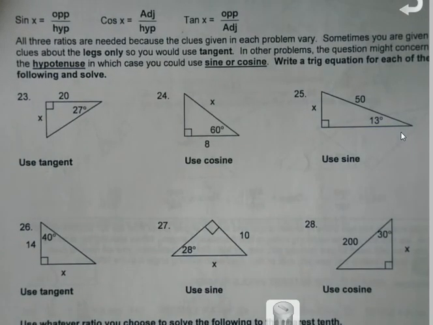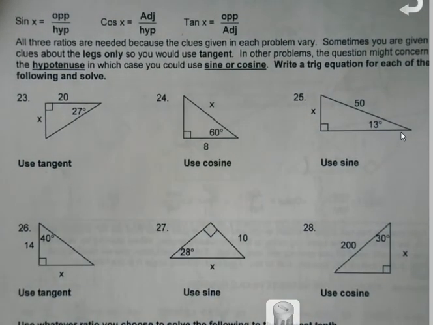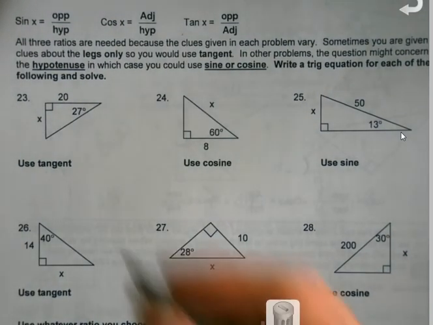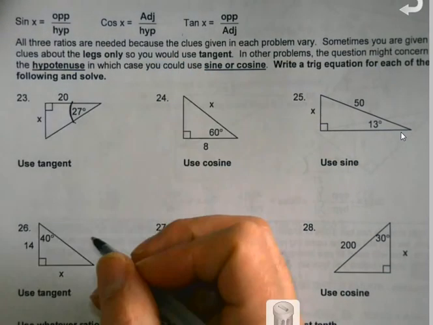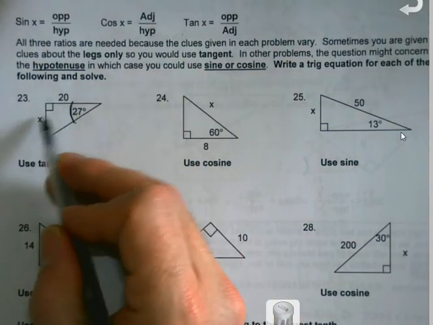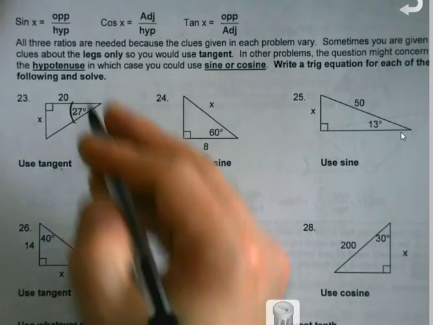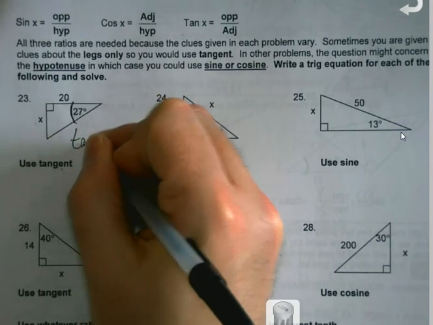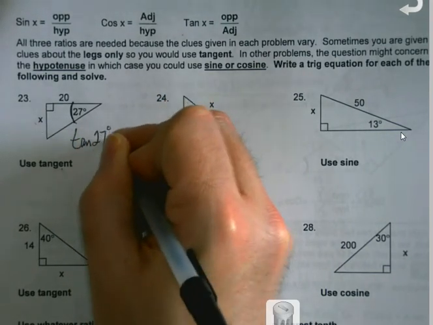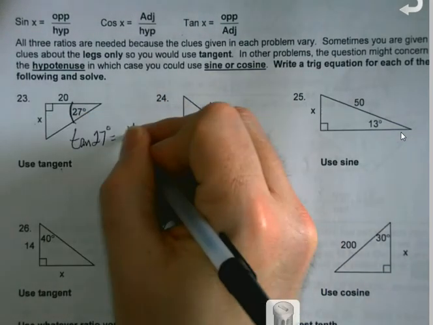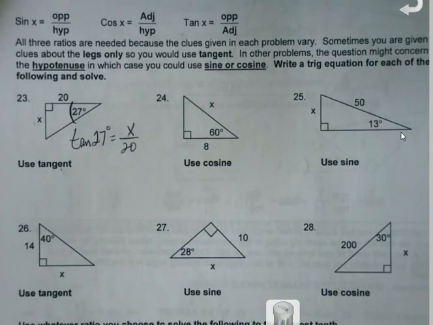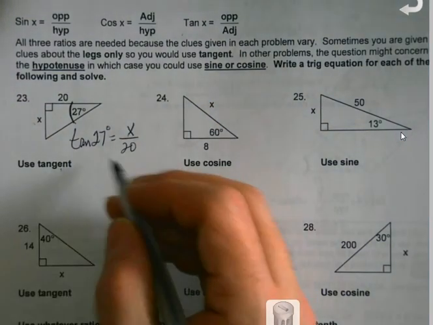Now, I won't always tell you which one of the functions to use. I just thought it would be nice to do in here. Because you'll notice, you've got opposite and adjacent. You'd know to use tangent anyway. Opposite over adjacent. And then I notice right away, well, what am I going to do to get x alone? I'm going to multiply both sides by 20.